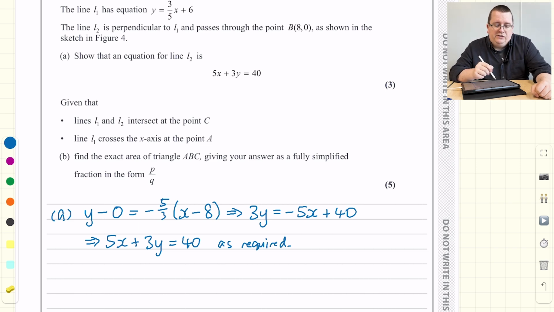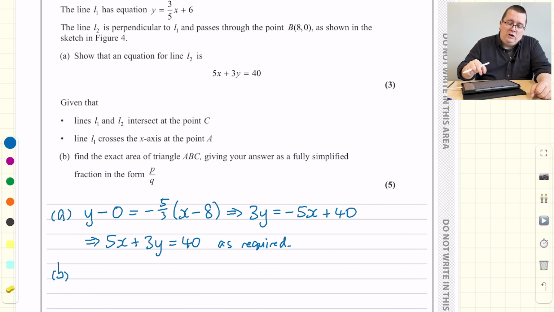Given that lines L1 and L2 intersect at the point C, line L1 crosses the x-axis at the point A. Part B, find the exact area of triangle ABC, giving your answer as a fully simplified fraction in the form P over Q.